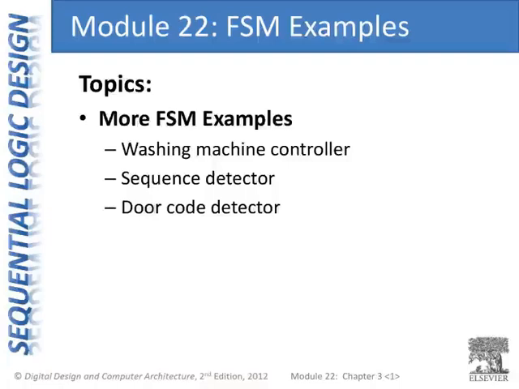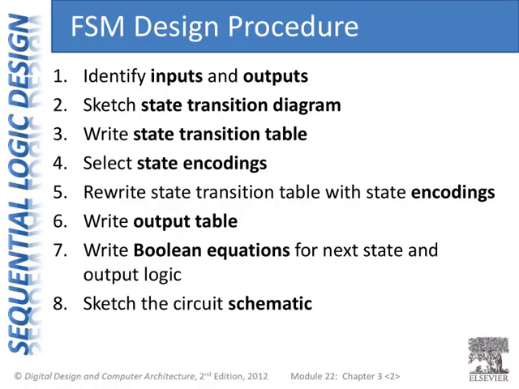In this module, module 22, I'm going to give more examples of finite state machines. So we'll talk about 3 examples: a washing machine controller, a sequence detector, and a door code detector. In each of these, we're going to follow the same procedure, which is the FSM design procedure that we talked about last time.